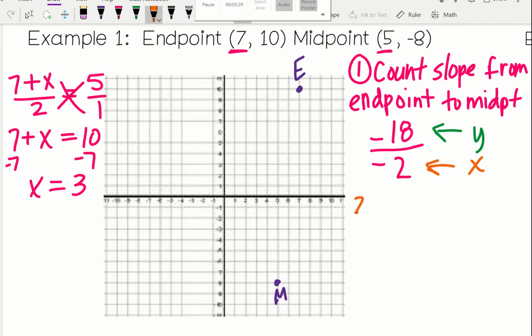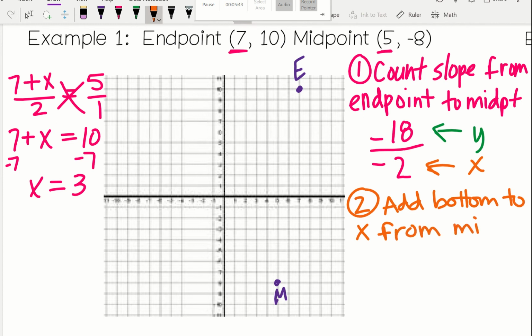Okay? Second step, add the bottom to the x from your midpoint. So what's the x coordinate in my midpoint?